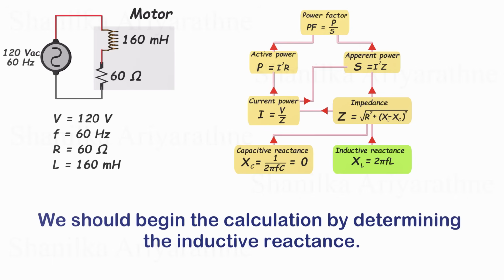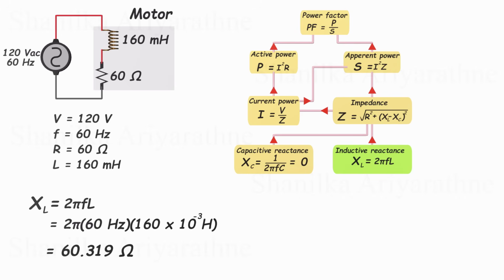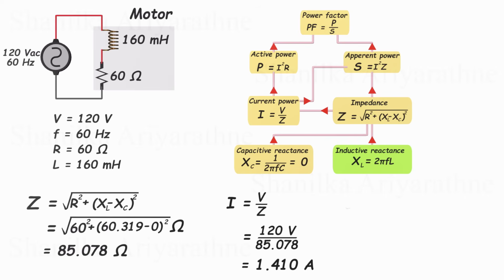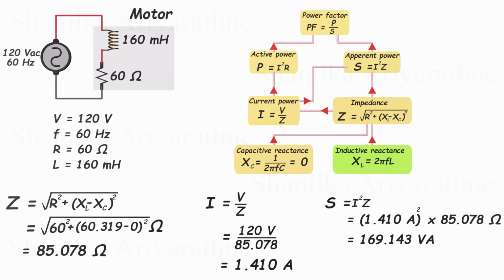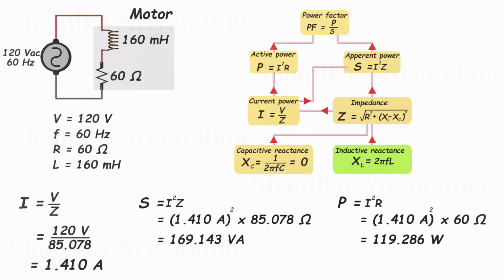Right. Let's do the math. First, we need to calculate the inductive reactance, given that the resistance is provided and the capacitive reactance is 0. With the inductive reactance determined, we can then calculate the impedance of this circuit. With the voltage provided, we can calculate the current. After obtaining the current, we can calculate the apparent power using the impedance and current. Then, the active or real power can be determined using the current and resistance. Now, we move to the final step, calculating the power factor.